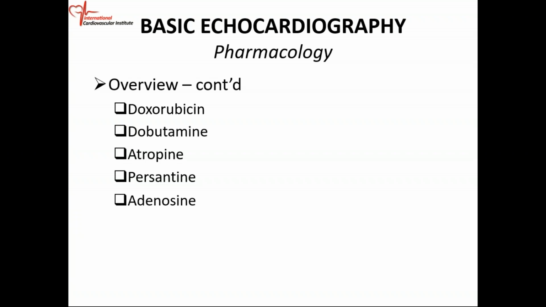And then atropine, we use that when the patient's heart rate is very low. If the patient is bradycardic and symptomatic, we can give them atropine to increase the heart rate. Persantine, we use that for stress tests. Adenosine, we use it therapeutically to terminate some abnormal rhythm, and we also use it to do stress tests as well.